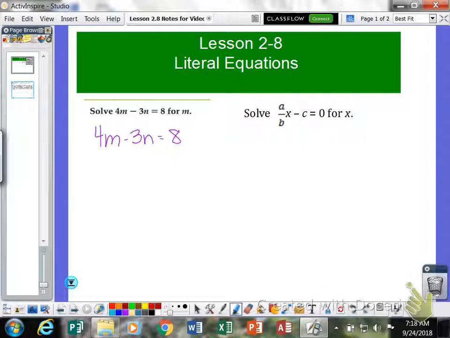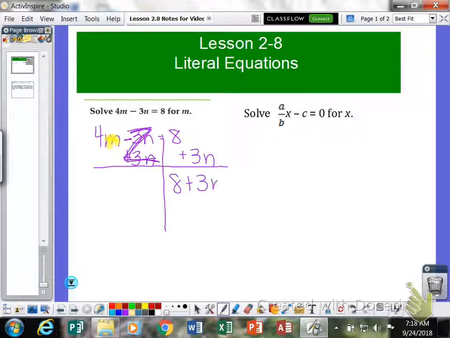Now I want to get m by itself, so that means I want to make sure that it's the last thing. So I've got to get rid of this 3n first. Opposite operation, add 3n. Now notice I didn't line it up with the 8. The reason is because they're not like terms, which means I cannot add them together. So I know that these are opposite, so they zero out. And then on this side I have 8 plus 3n, and I leave it like that because I cannot combine them.